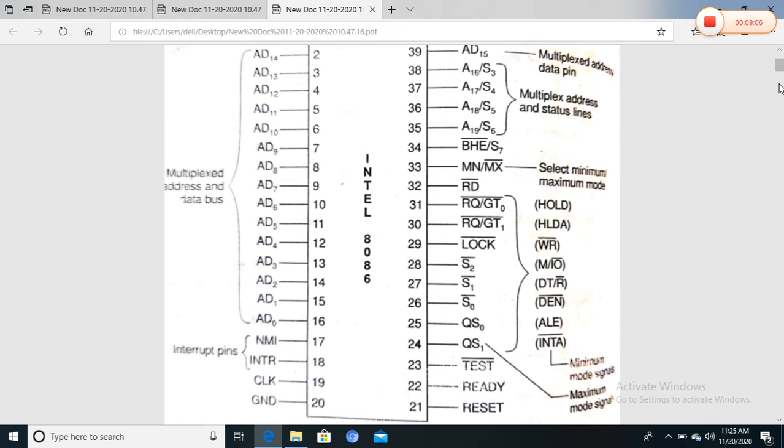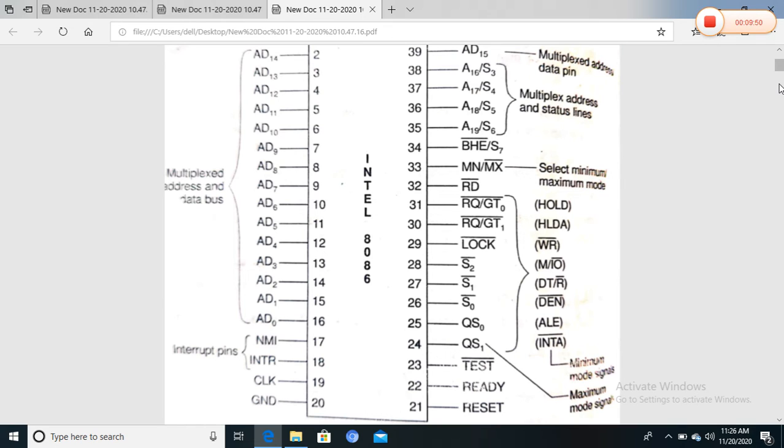S3 and S4 carry the status signal, and these status lines are used to identify memory segments. The memory is 1 megabyte, and this 1 megabyte memory is divided into 4 parts. Each part is 64 kilobytes, and these are the code segment memory, extra segment memory, stack segment memory, and data segment memory. Total memory capacity is 1 megabyte.